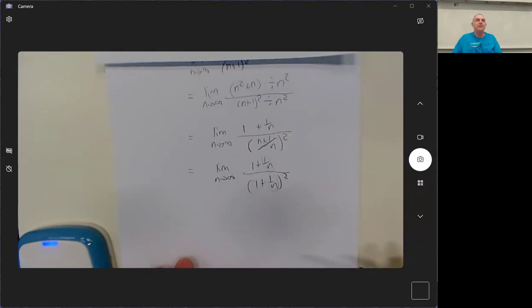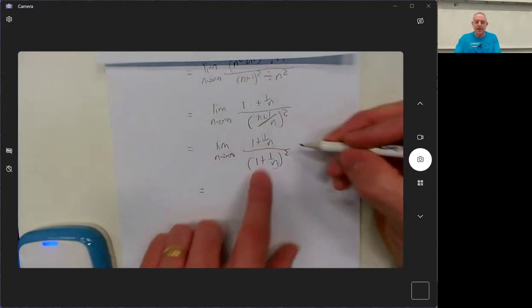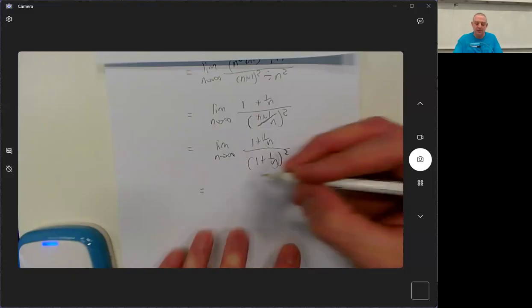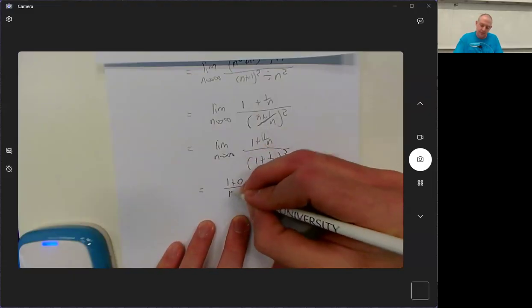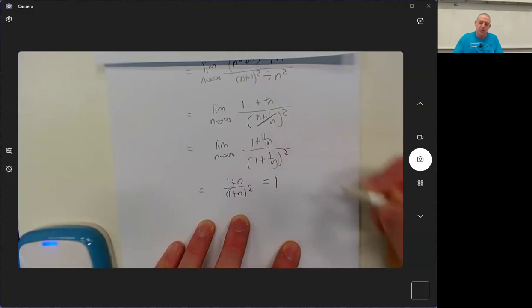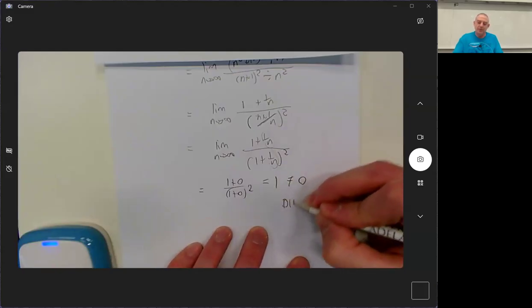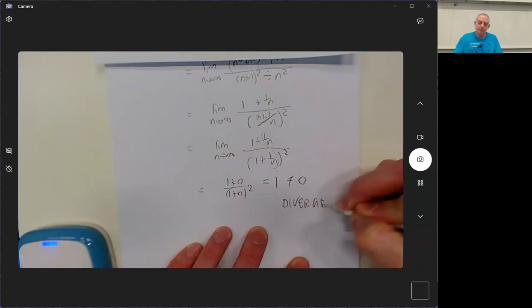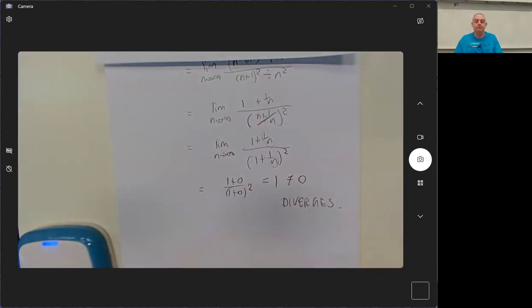Thank you. As I've said multiple times, I wish I had a mistakes fairy in my exam who would do that sort of thing, but I do not. And that both go to 0 as n goes to infinity, so I get this, which is 1, which is not 0, so it diverges. Yay!